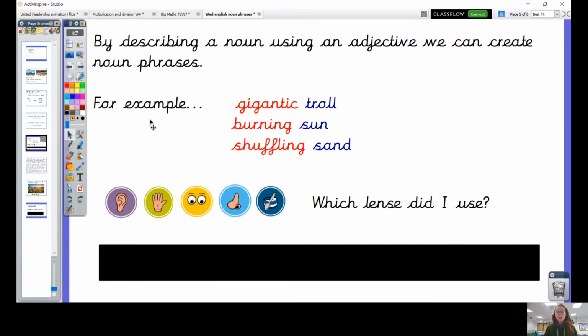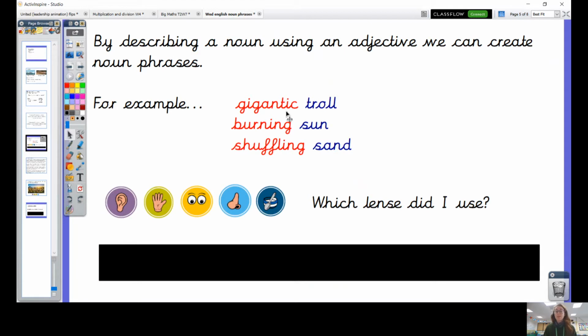So by describing a noun using an adjective, we can create noun phrases. So for example, we've got gigantic troll. So the red word gigantic is our adjective and the blue word is our noun. Burning sun. Shuffling sand. It describes something. That's a noun phrase. Have a think about which lens I used with these adjectives, because you can actually choose different adjectives depending on what sort of thing you want to describe. Do you want to describe what something sounds like? Do you want to describe what something feels like? Just have a little think about what I've used with those examples there.